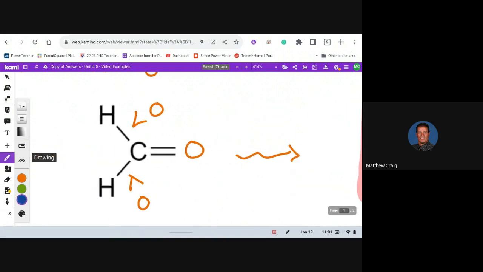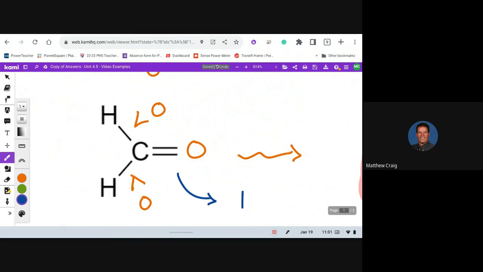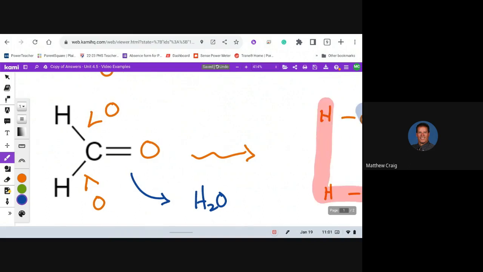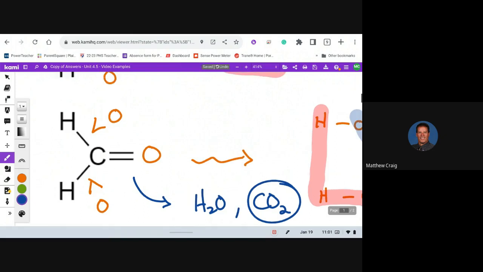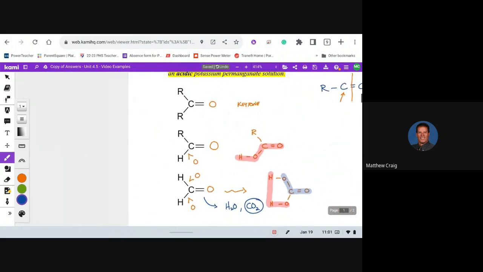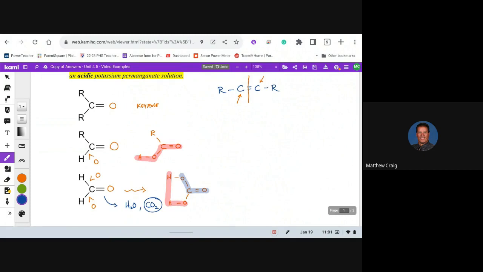So when you see this, this is actually making a water molecule, which we don't worry about because it's already in an aqueous solution. But the thing that we do care about is the carbon dioxide. So you'll have a carbon dioxide molecule. So there are 3 scenarios. The first one, where it's carbon, carbon, we're going to make a ketone.